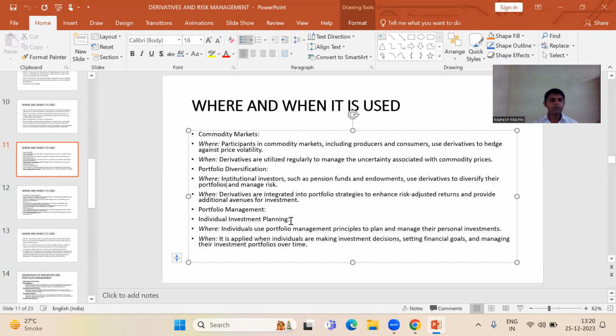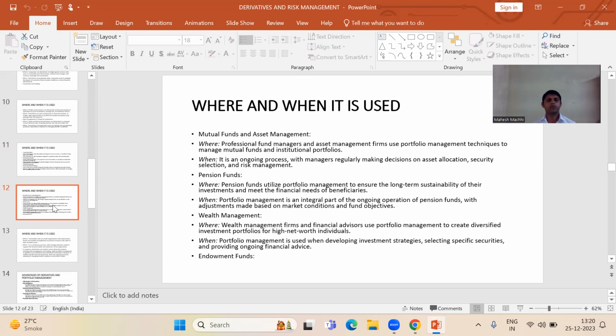Portfolio management, individual investment planning, where individuals use portfolio management principles to plan and manage their personal investments. It is applied when individuals are making investment decisions, setting financial goals, and managing their investment portfolios over time.